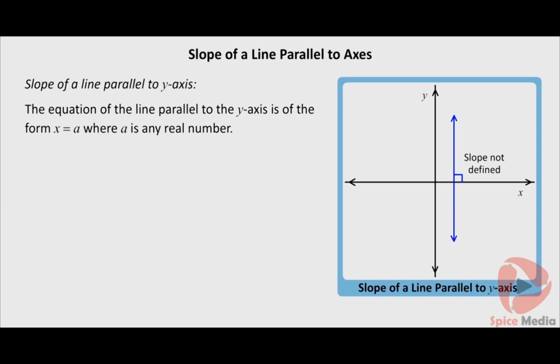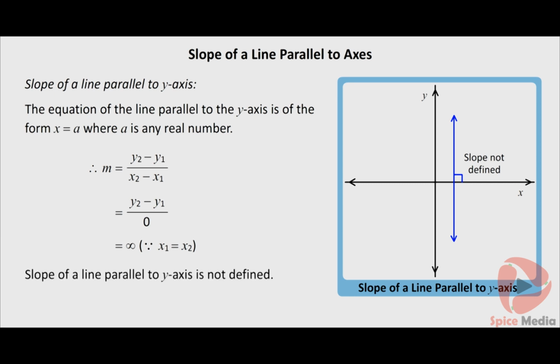The equation of the line parallel to the y-axis is of the form x is equal to a, where a is any real number. Therefore, m is equal to (y2 minus y1) by (x2 minus x1) is equal to (y2 minus y1) by 0 is equal to infinity, since x1 is equal to x2. Slope of a line parallel to the y-axis is not defined.